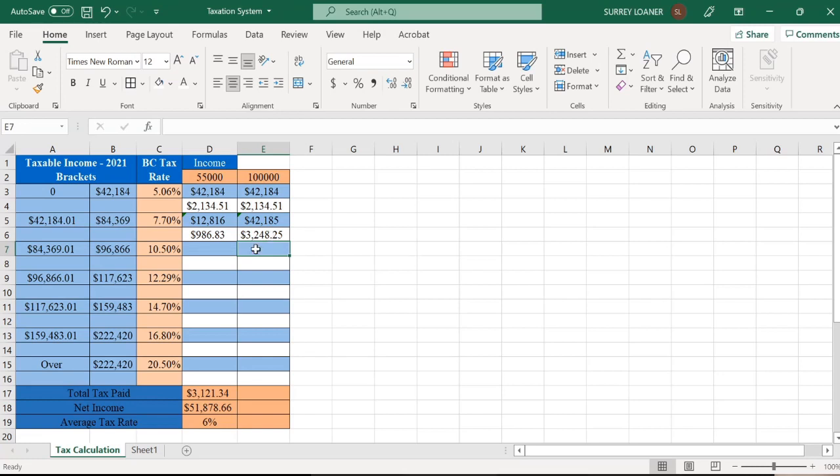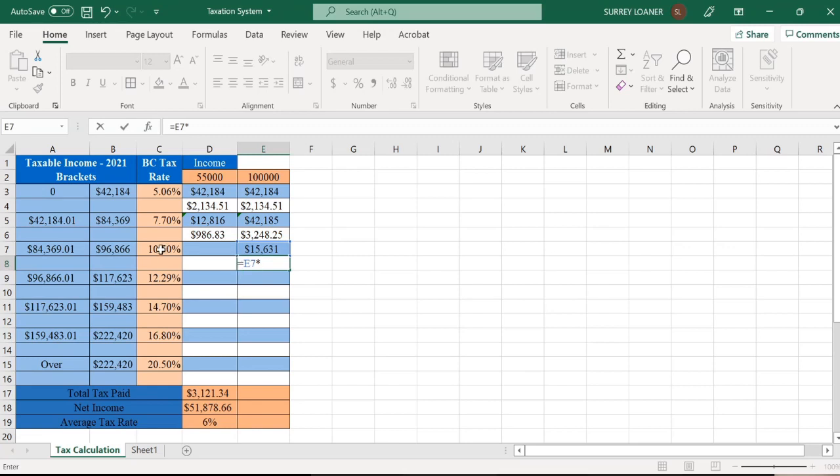Now the next is here, remaining amount $100,000 minus 42,184 minus 42,185, enter. This is the remaining amount on which the tax will be calculated on the basis of the slab, that will be 10.50. But here also this amount is not correct.